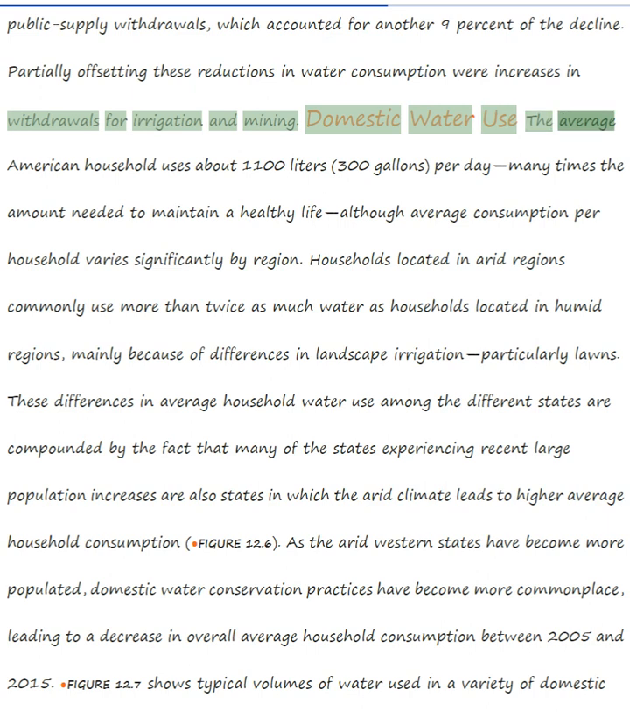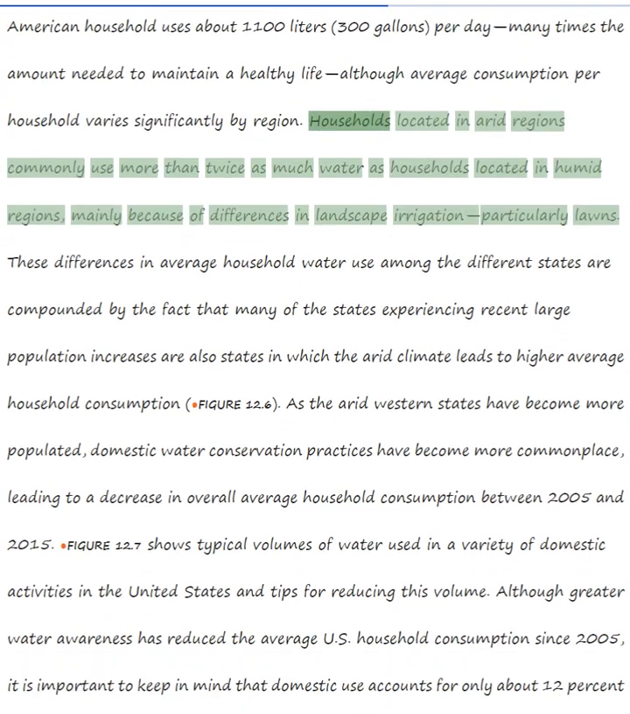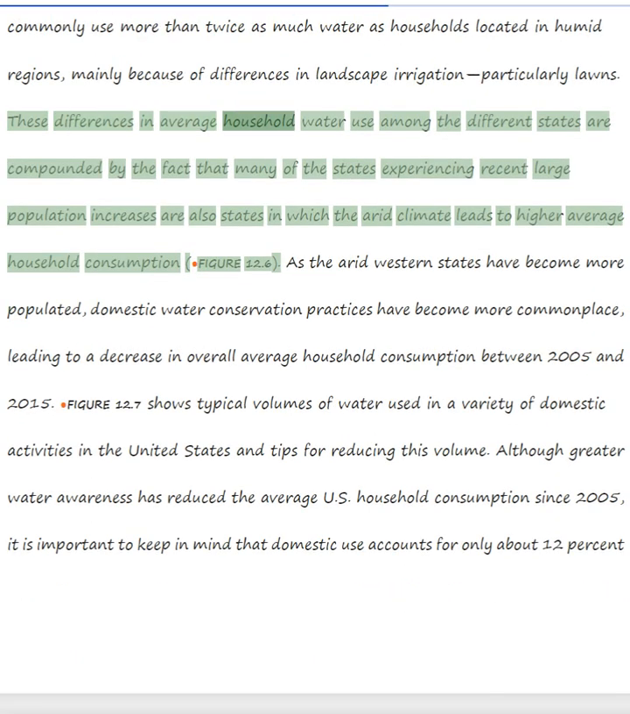Domestic water use. The average American household uses about 1,100 liters per day, many times the amount needed to maintain a healthy life, although average consumption per household varies significantly by region. Households located in arid regions commonly use more than twice as much water as households located in humid regions, mainly because of differences in landscape irrigation, particularly lawns. These differences in average household water use among the different states are compounded by the fact that many of the states experiencing recent large population increases are also states in which the arid climate leads to higher average household consumption.